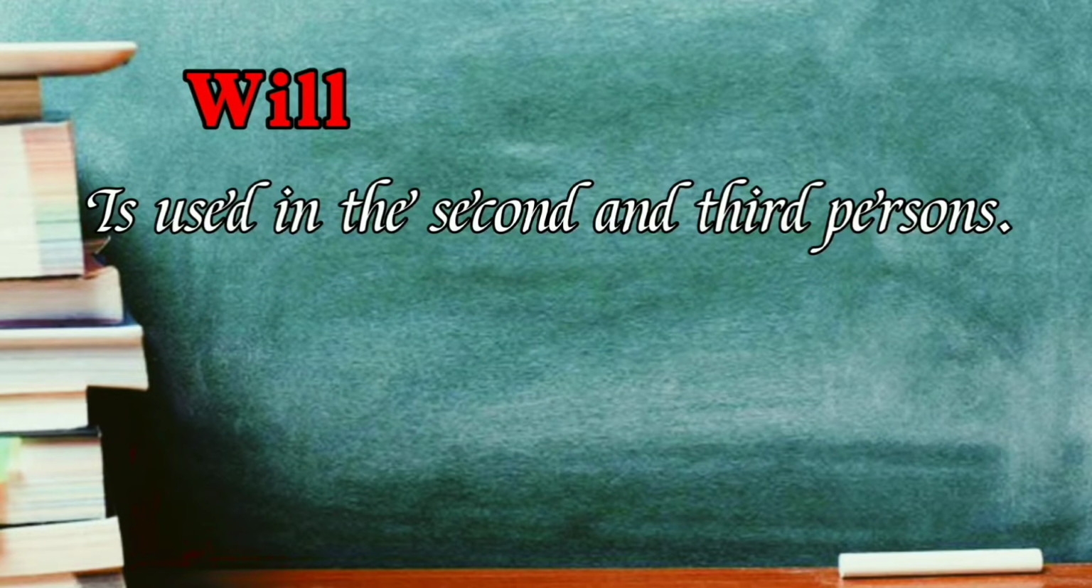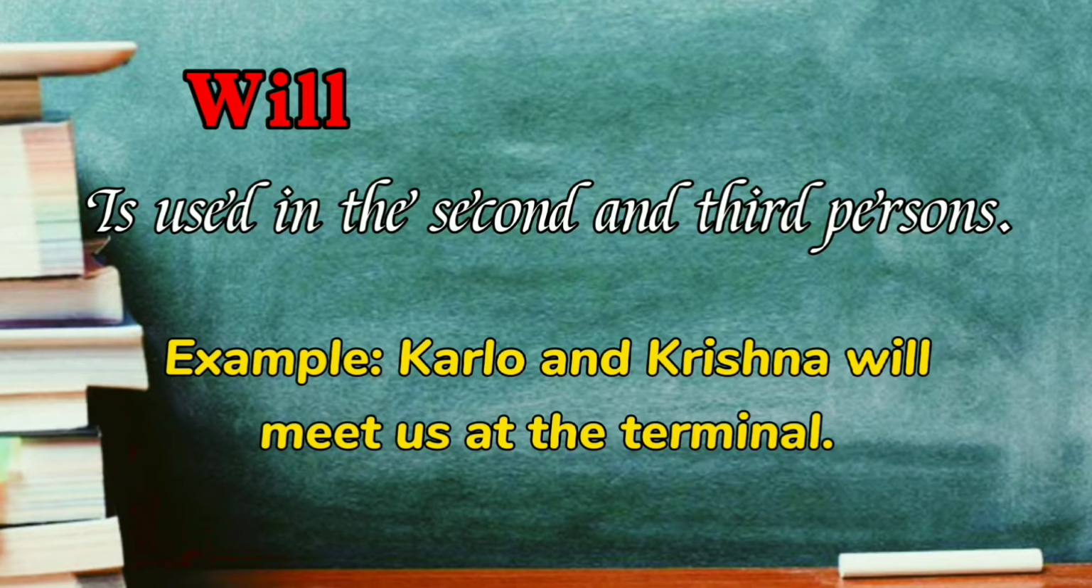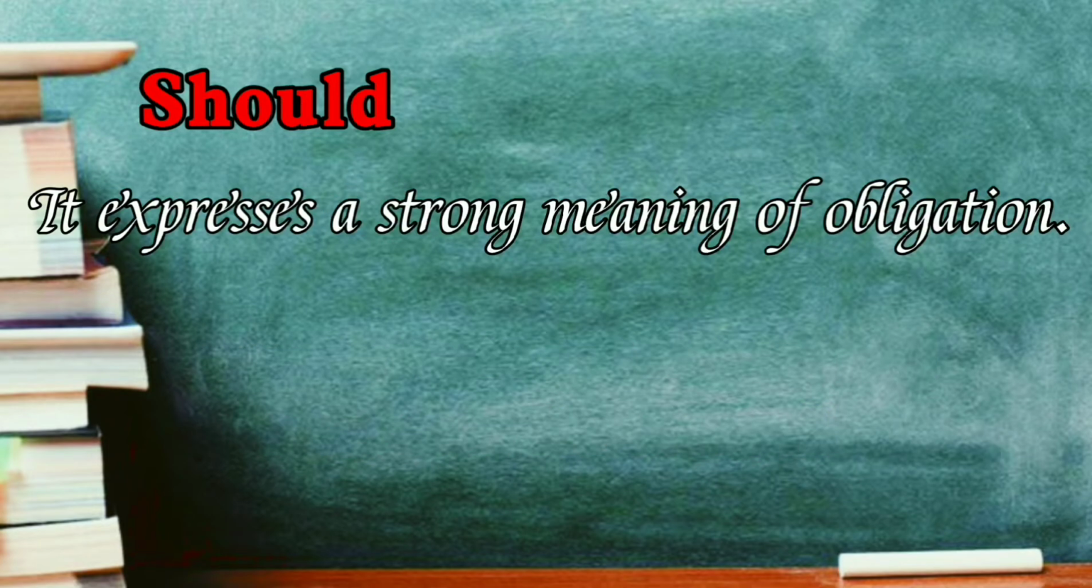Will is used in the second and third persons. Second person pronoun is you, which may either be singular or plural in form. And for the third person pronouns, he, she, it, and they. Example: Carlo and Krishna will meet us at the terminal. Will expresses futurity. Should. It is the past tense of shall.